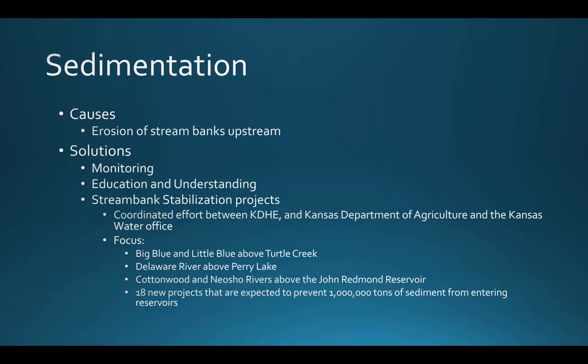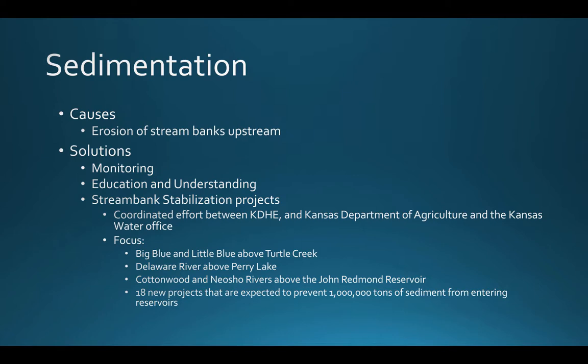So what causes this sedimentation? Well, the major cause of sedimentation is actually just erosion of the stream banks. So some of the solutions that were come up with were that we could start monitoring and figuring out how quickly they were sedimenting in. We could educate and get people to understand better how they could implement some best management practices along these stream banks. And then the state of Kansas could start some stream bank stabilization projects.